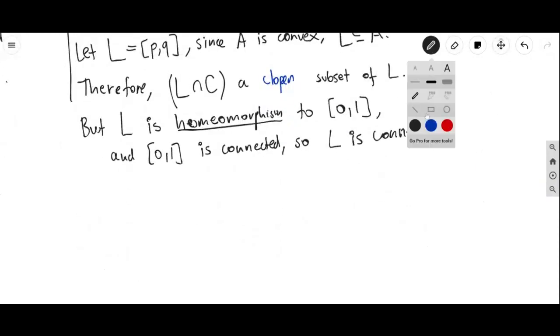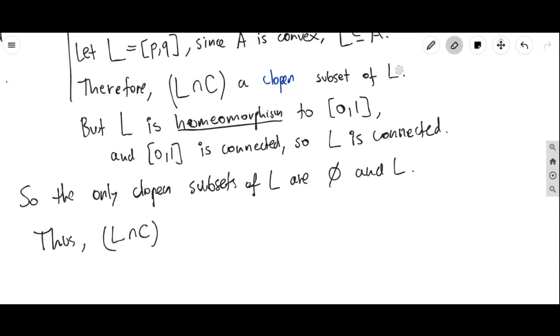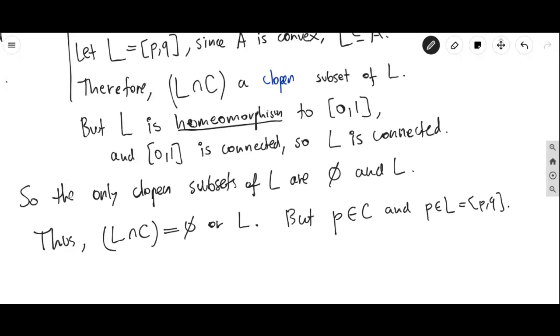So what does this mean? The only Clopen subsets of L are the empty set and the entire set. So thus, L intersect C, which is Clopen, right? We said this is Clopen. Therefore, L intersect C is equal to the empty set or equal to L. But we have a problem. P is in C, and P is in L because L was the line segment from P to Q. So L intersect C is not empty.